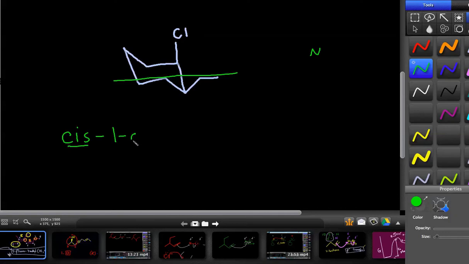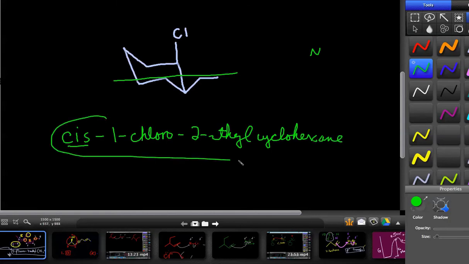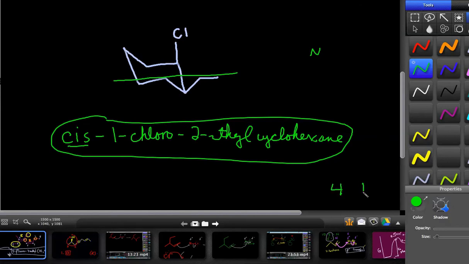Cis 1-chloro 2-ethyl cyclohexane. Cis 1-chloro 2-ethyl cyclohexane. That is going to be answer choice B. So number 4, the credited response is B.